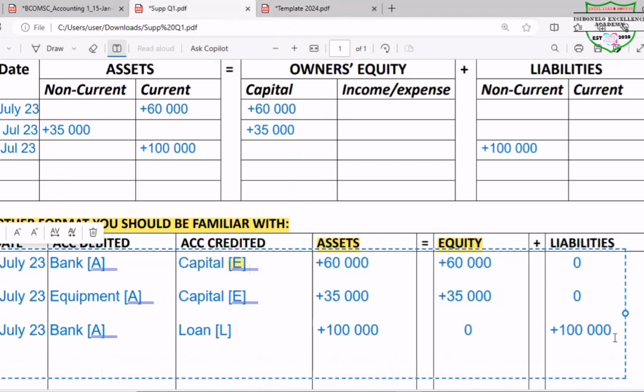So the date is the 4th of July 2023. The account that is debited is equipment. Equipment is an asset. And the account credited is creditor's account or creditor's control. It is a liability.